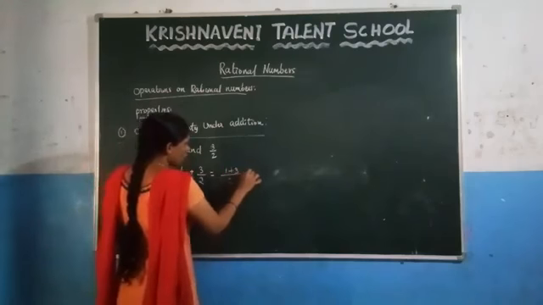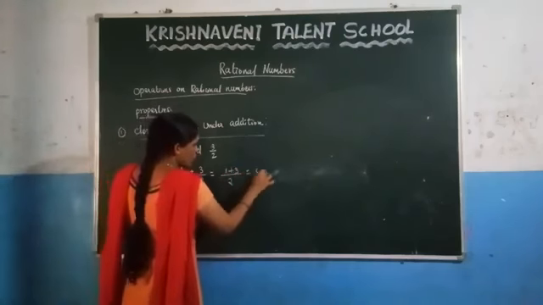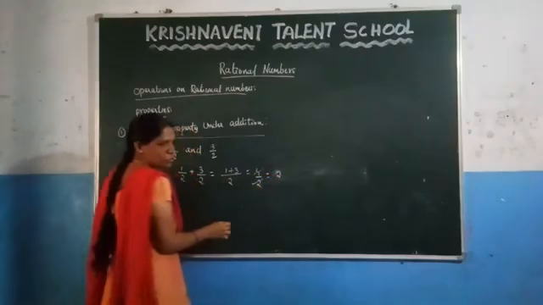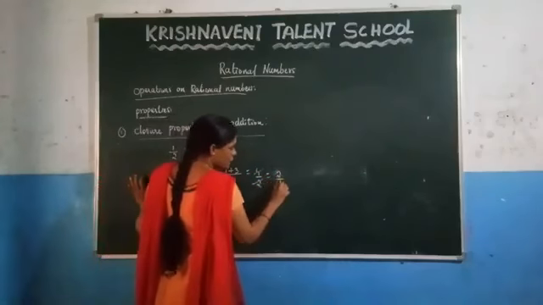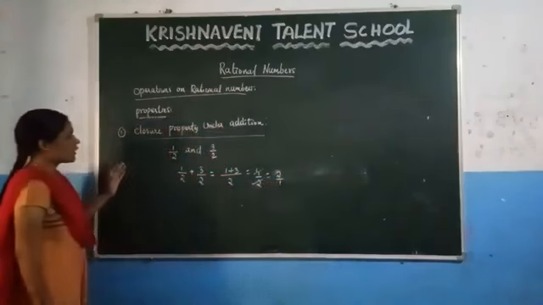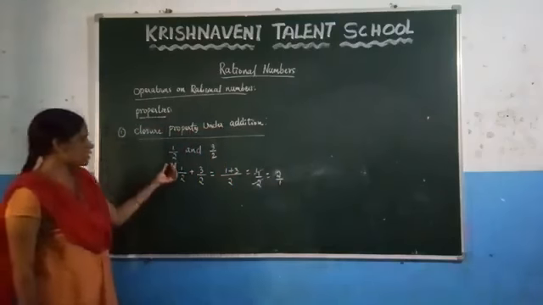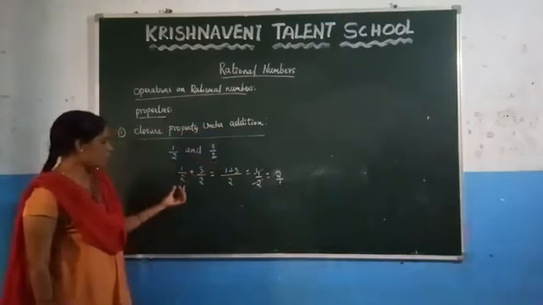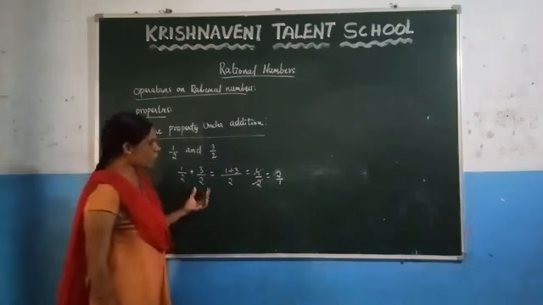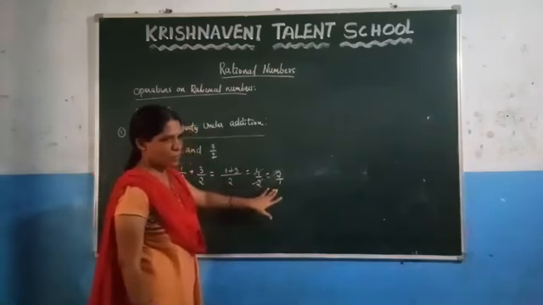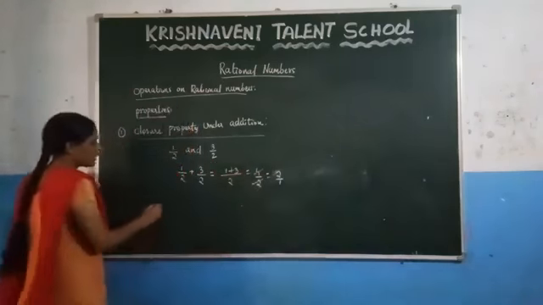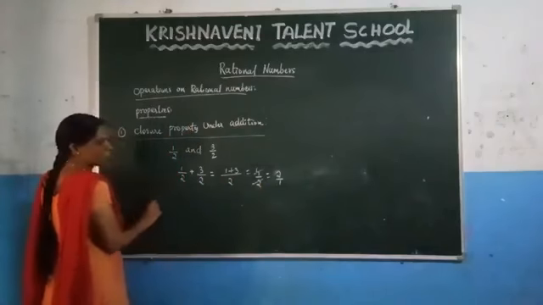You will get 4 by 2. After cancellation, you will get 2. Here this 2 you can write as 2 by 1. Here you can observe that we considered two rational numbers, and if you add two rational numbers, the result is also a rational number. So here we can say that the closure property holds good under addition.